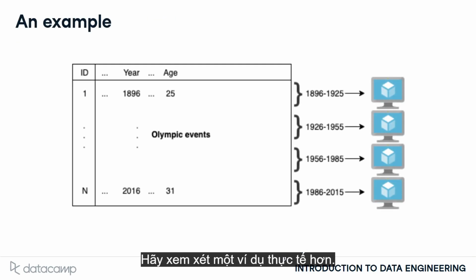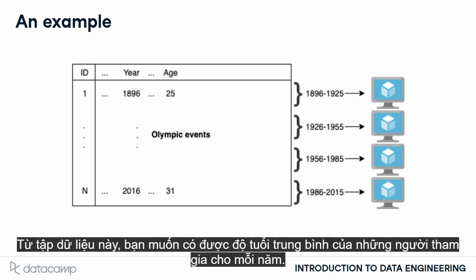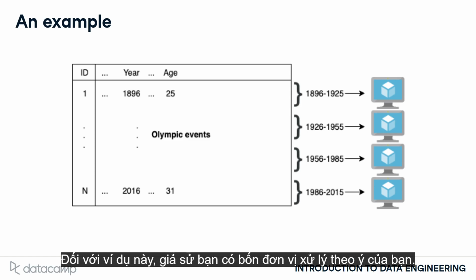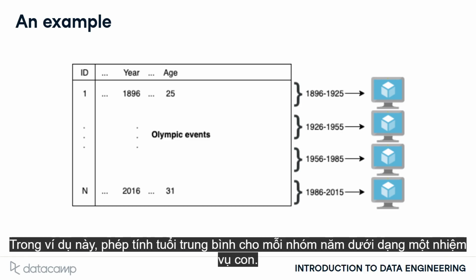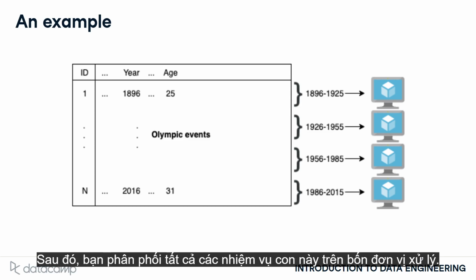Let's look into a more practical example. We're starting with a dataset of all Olympic events from 1896 until 2016. From this dataset, you want to get an average age of participants for each year. For this example, let's say you have 4 processing units at your disposal. You decide to distribute the load over all of your processing units. To do so, you need to split the task into smaller subtasks. In this example, the average age calculation for each group of years is a subtask. You can achieve that through group by. Then you distribute all of these subtasks over the 4 processing units.